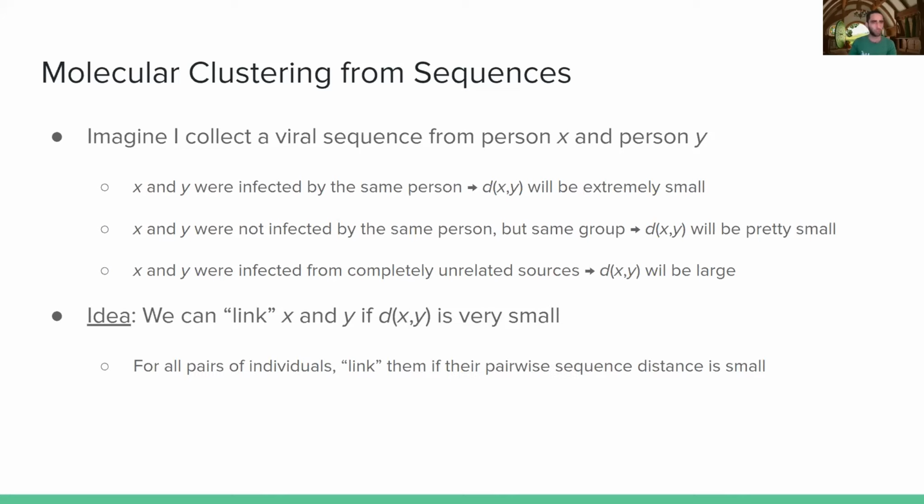So the general idea is I can molecularly link individuals X and Y if the pairwise distance between their sequences is small. Basically the general algorithm is, for all pairs of individuals, compute their pairwise distance and put a link between them if that distance is small. And then each resulting chain of links defines a molecular cluster.